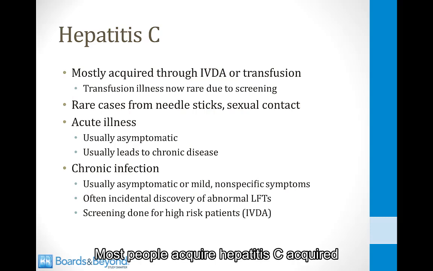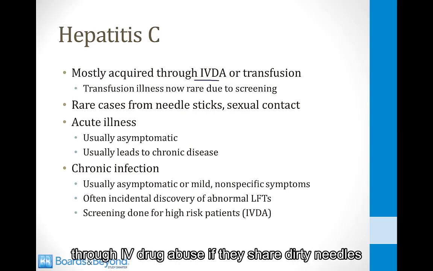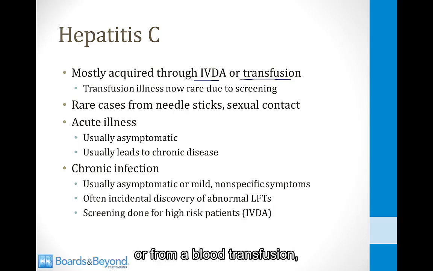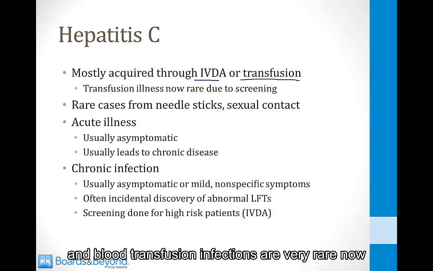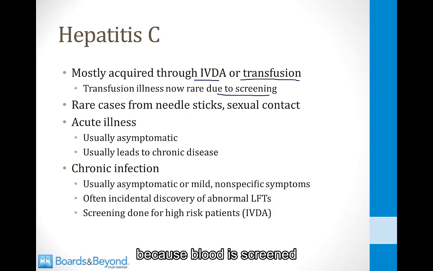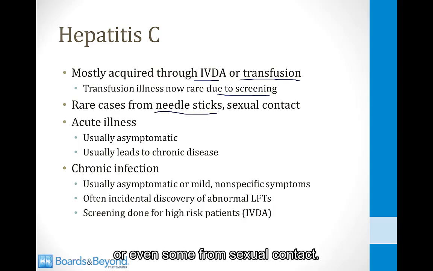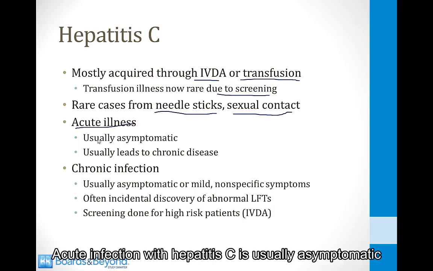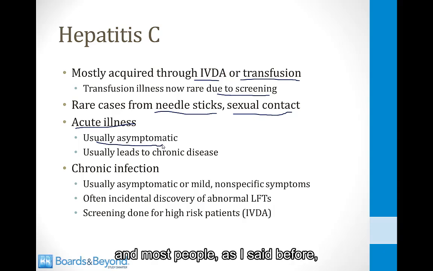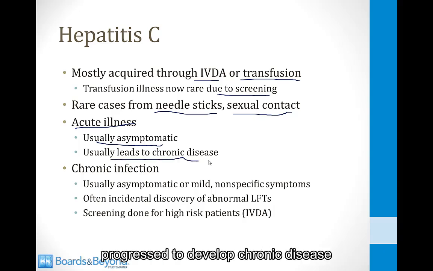Most people who acquire hepatitis C acquire it through IV drug abuse if they share dirty needles or from a blood transfusion, and blood transfusion infections are very rare now because blood is screened for presence of the hepatitis C virus. There are also rare cases that have been reported from needle sticks by hospital workers or even some from sexual contact. Acute infection with hepatitis C is usually asymptomatic, and most people, as I said before, progress to develop chronic disease, and the disease is not diagnosed until it is picked up in the chronic phase.